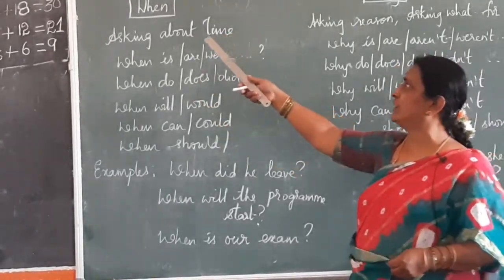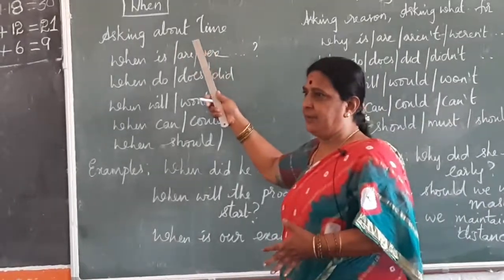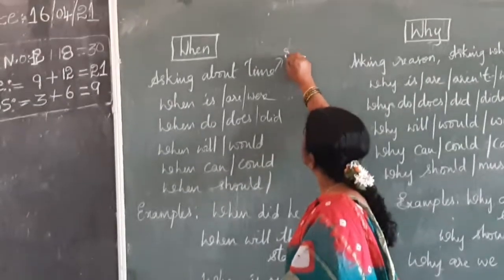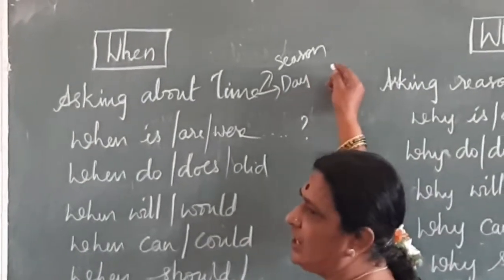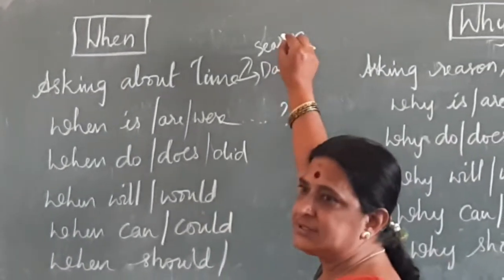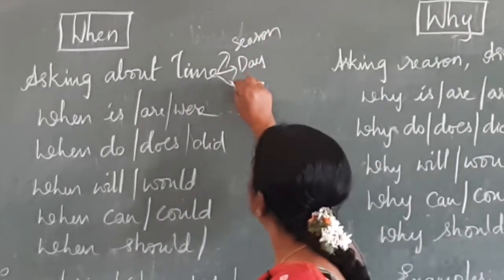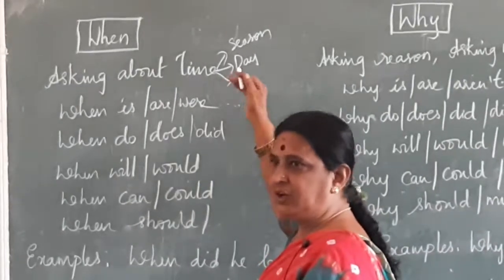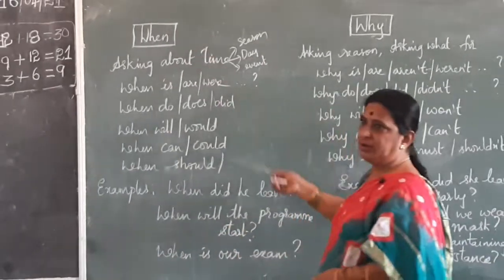First, you must remember that when is used only for getting information about the time. Time means it is not only time, it is related to season, time of the day, that is morning, evening, night, like that. Season, it may be rainy season or any season, winter, like that. And it also may be the part of any event also, time, okay. This is about when. Did you understand?